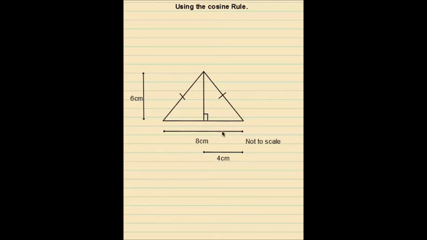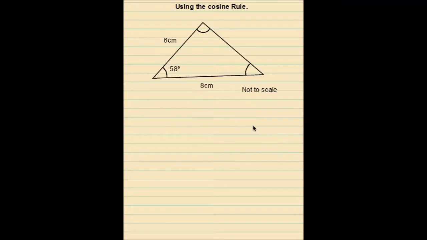Because it was isosceles, we know for a fact this 8 centimeters splits into 4 centimeters and 4 centimeters. This wouldn't work with any other triangle. It must be isosceles. But this is a triangle that's definitely not right angled.